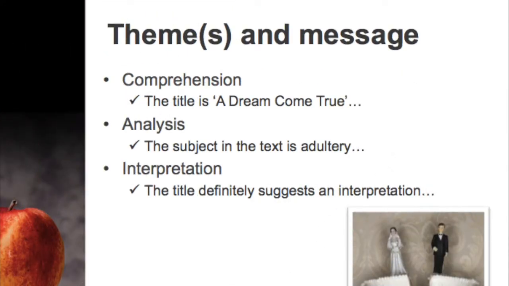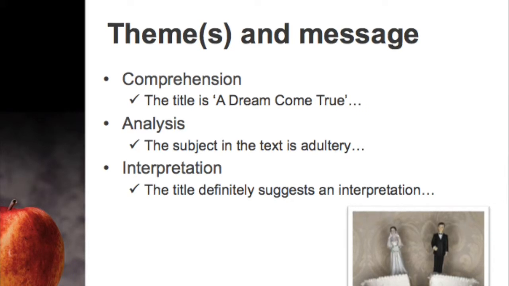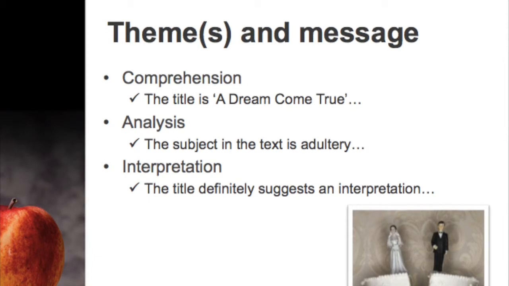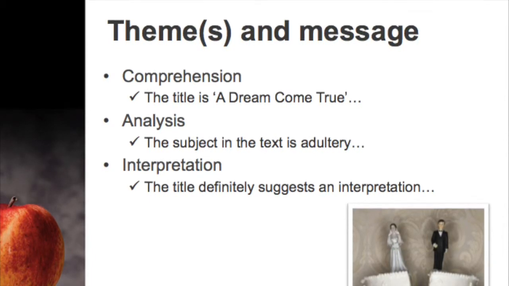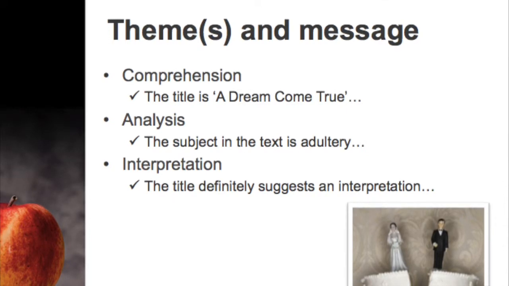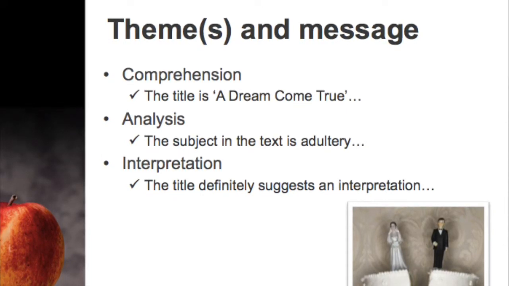Themes and message. The title is A Dream Come True. Before one reads the book, it is impossible to guess what the dream is. The subject in the text is adultery. Because of her affair, Maggie gets what she always dreamed of. In that way, there is a link between the title, the characters, and the events.